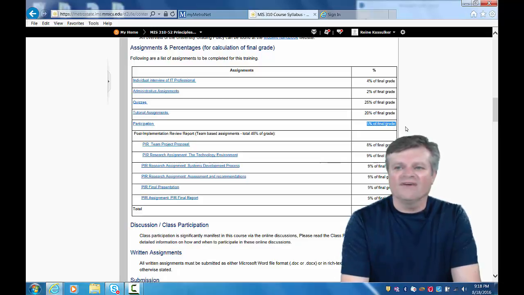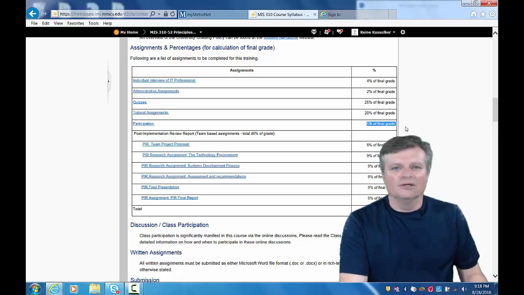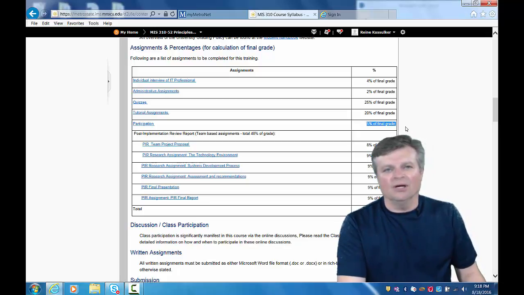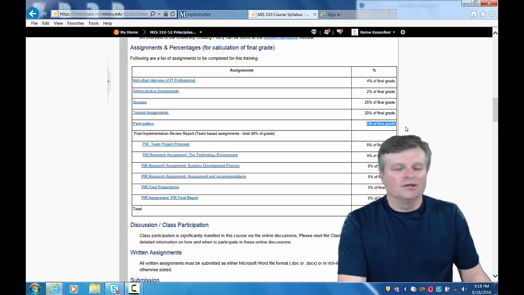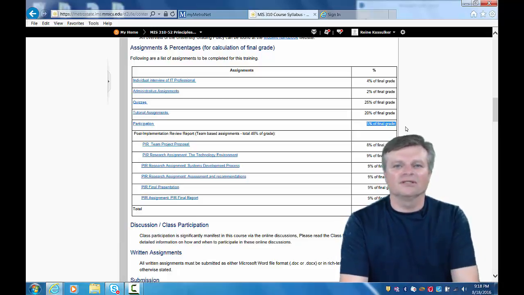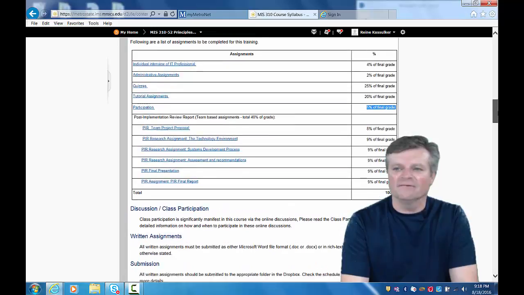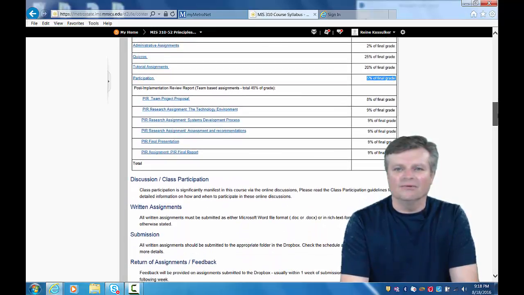Participation is 5% of your final grade, and essentially participation includes going into D2L, onto the discussion boards, starting a conversation about the case studies or responding to a conversation or a thread that's already out there. So make sure you participate. It is 5% of your grade. It's easy, 5%. You should be doing that anyway.